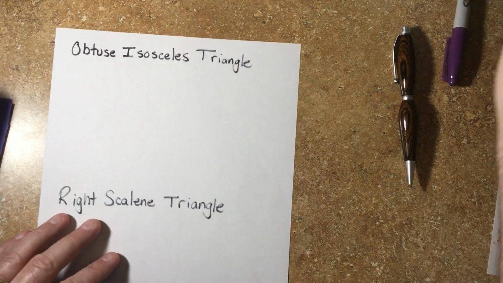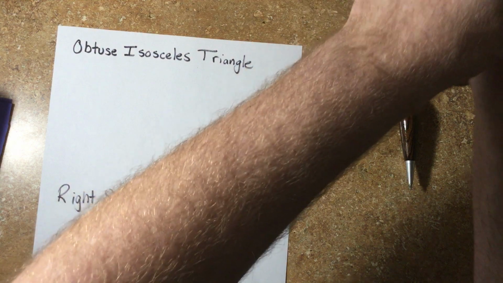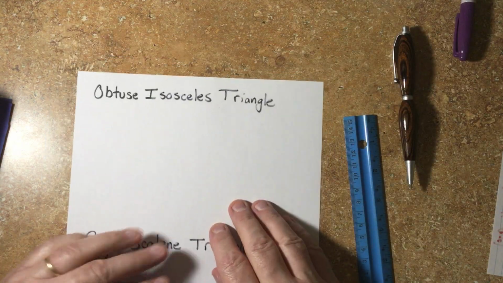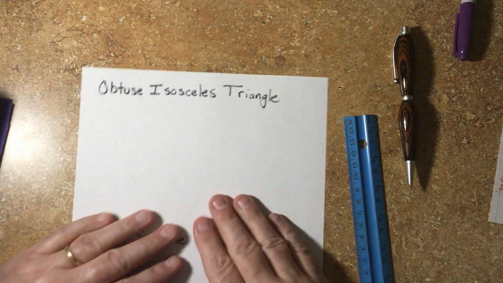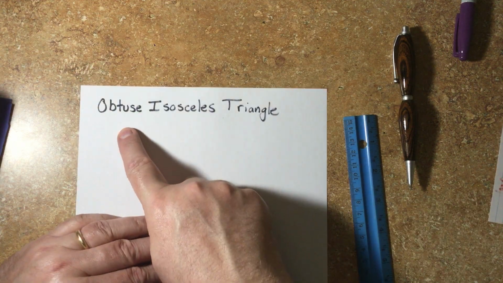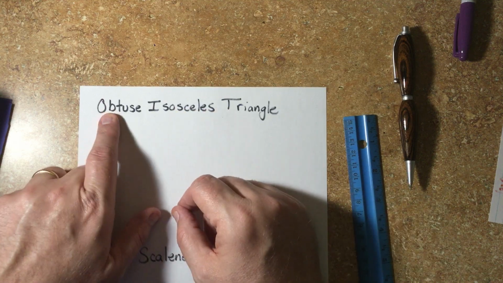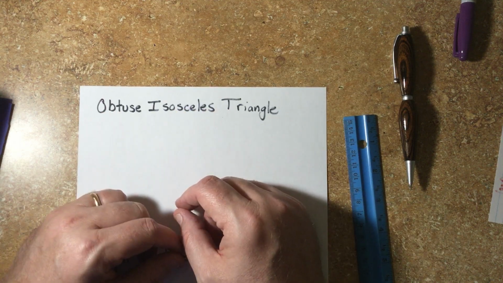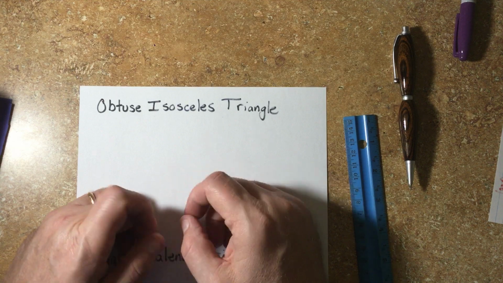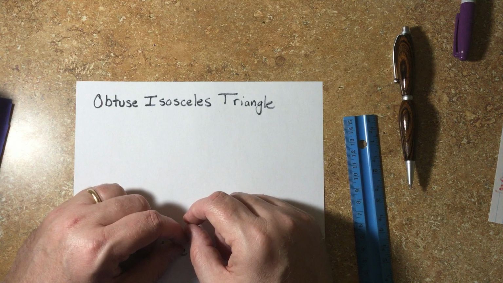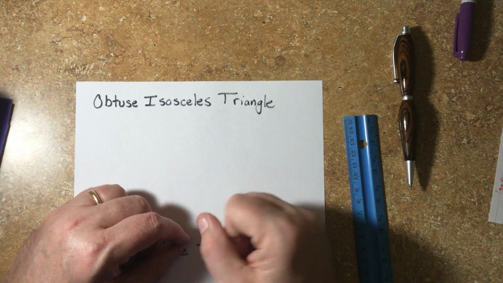And that is to construct a triangle that has the given criteria. Our first one that we're going to work on is an obtuse isosceles triangle. Obtuse, from our review just now, we know that it has an obtuse angle. Isosceles, we know that it has to have two equal sides.